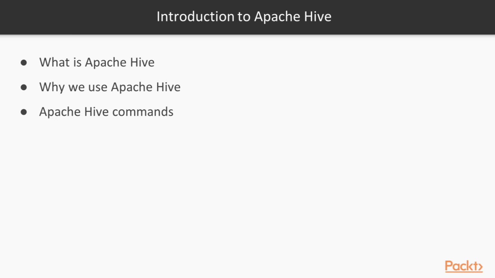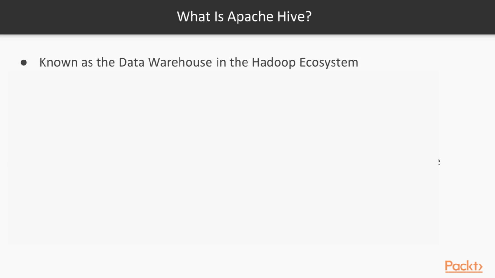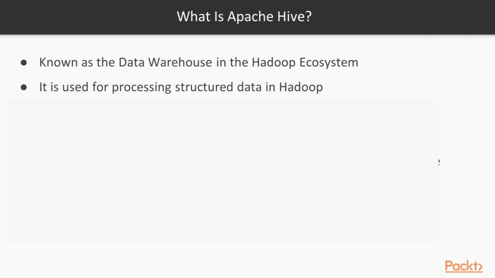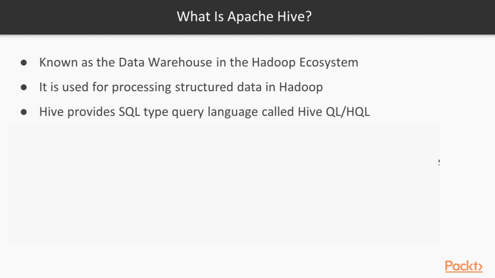As we have seen already, we will answer what and why, and then we will see the commands that are in Apache Hive. So what is Apache Hive? The first thing is it is known as the data warehouse in the Hadoop ecosystem. Apache Hive is used for processing structured data in Hadoop. Since it is tabular format data, that's why it is known as structured data. Apache Hive provides an SQL type query language which is known as Hive Query Language, or in short as HQL.